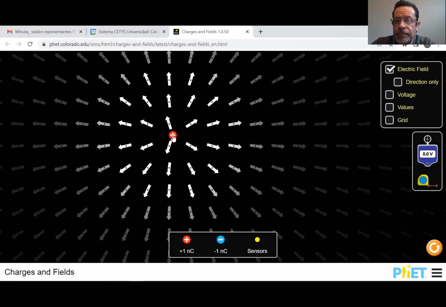The arrows represent the electrical field. And the shading of the arrows represents the strength of the electrical field. Are we okay? So again, the arrows represent the electrical field that's being generated by this charge. The shading represents how strong the electrical field is. Okay.